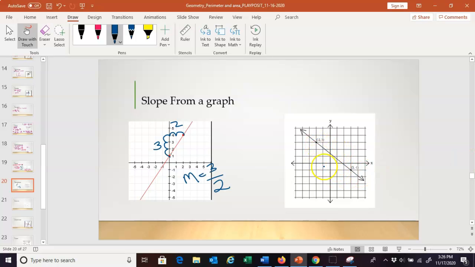Let's try this one. We can start at any point and try to get to the other one. So let's do 1, 2, 3, 4. Rise 4, run 1, 2, 3, 4, 5. Now we went to the left 5, so that is negative. So 4 over 5, negative. And it helps to just do a double check. This line is going down from left to right, so we know it's going to be negative.